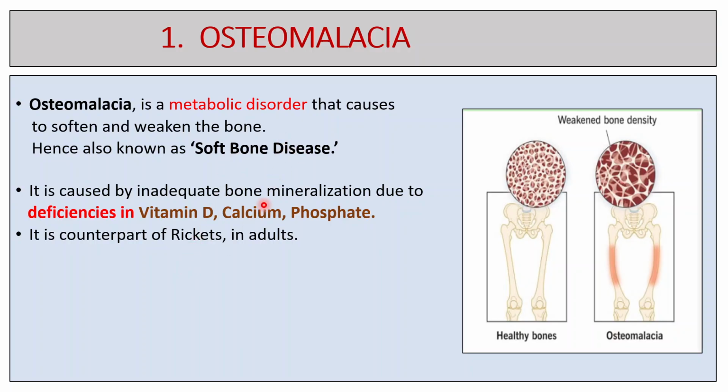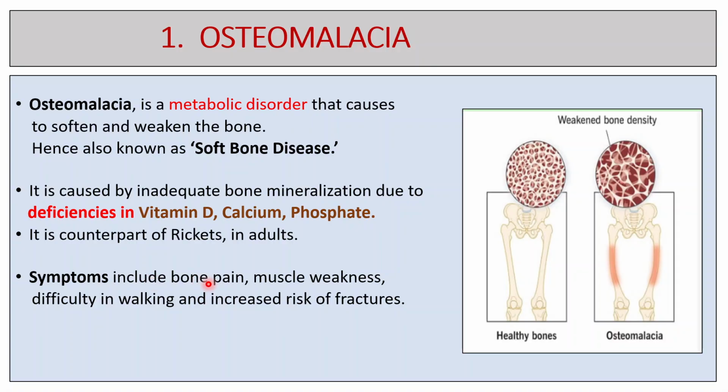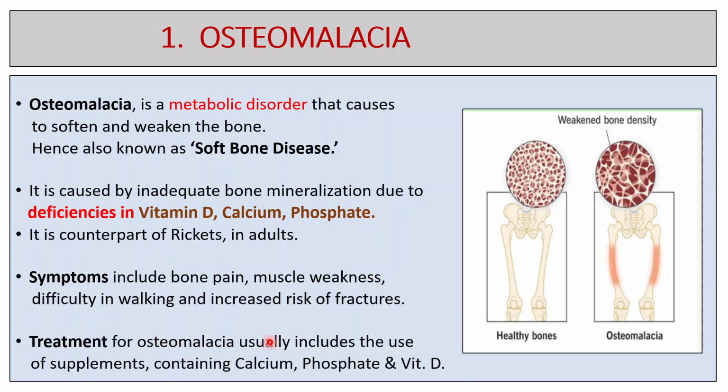Bones become very soft. These are healthy bones with healthy density, and this is osteomalacia, bones weakened, low bone density. Symptoms include bony pain, muscle weakness, difficulty in walking, and increased risk of fractures. Treatment for osteomalacia usually includes supplements containing calcium, phosphate, vitamin D. So this part is important: deficiency of vitamin D, calcium, phosphate in the adult stage.